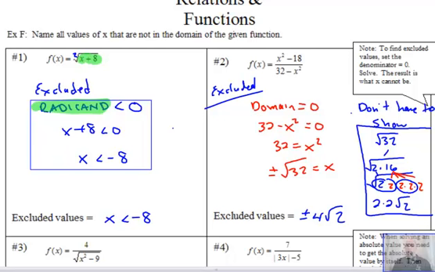Note, ladies and gentlemen, the reason that I wrote excluded, I think it's important. Sometimes we get in such a rush when we're doing math that we forget what we're doing. This direction says name values that are not in the domain. You're going to find other problems that say state what the domain is. So this is what's not in the domain. Other times, what is in the domain, if you write excluded here, you know when you're finished it's what's not in it.